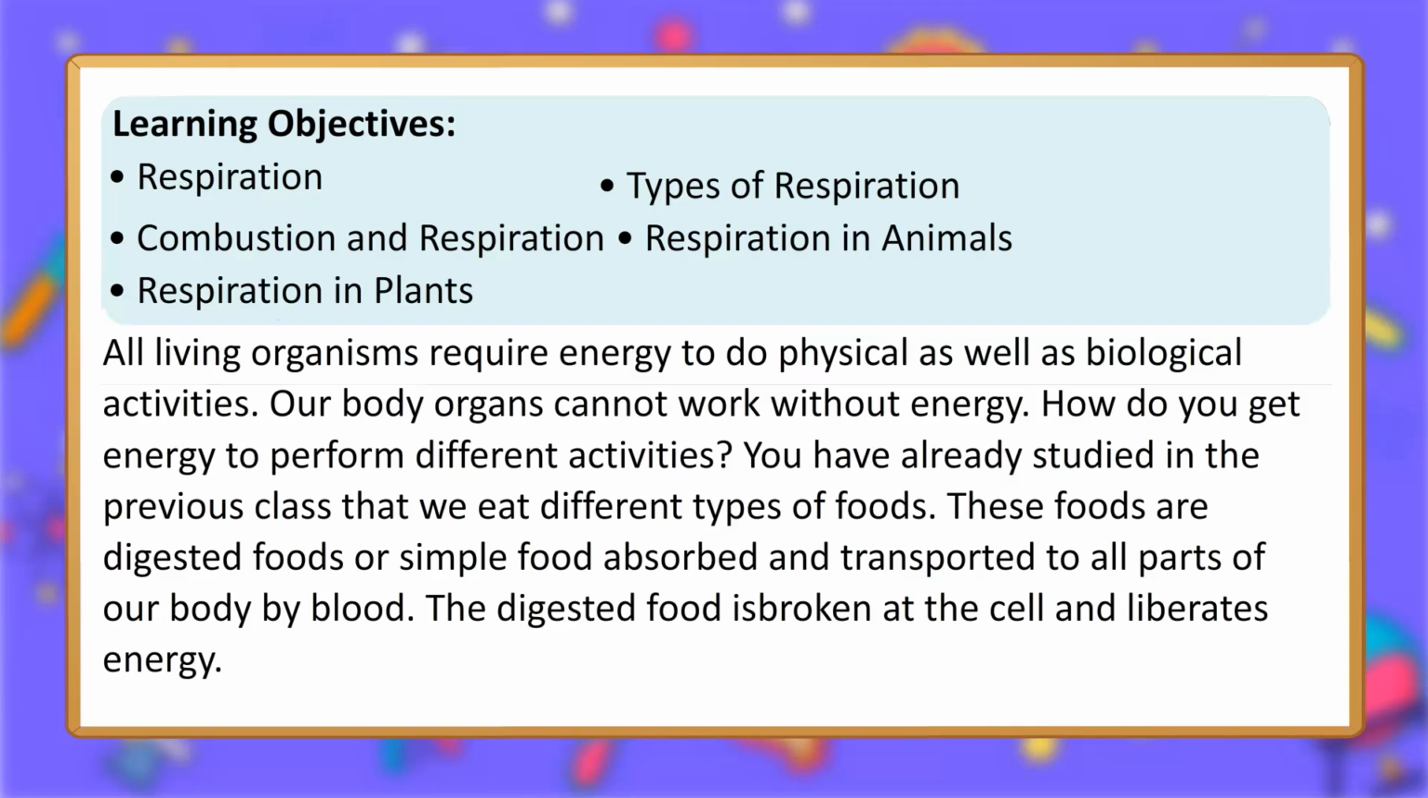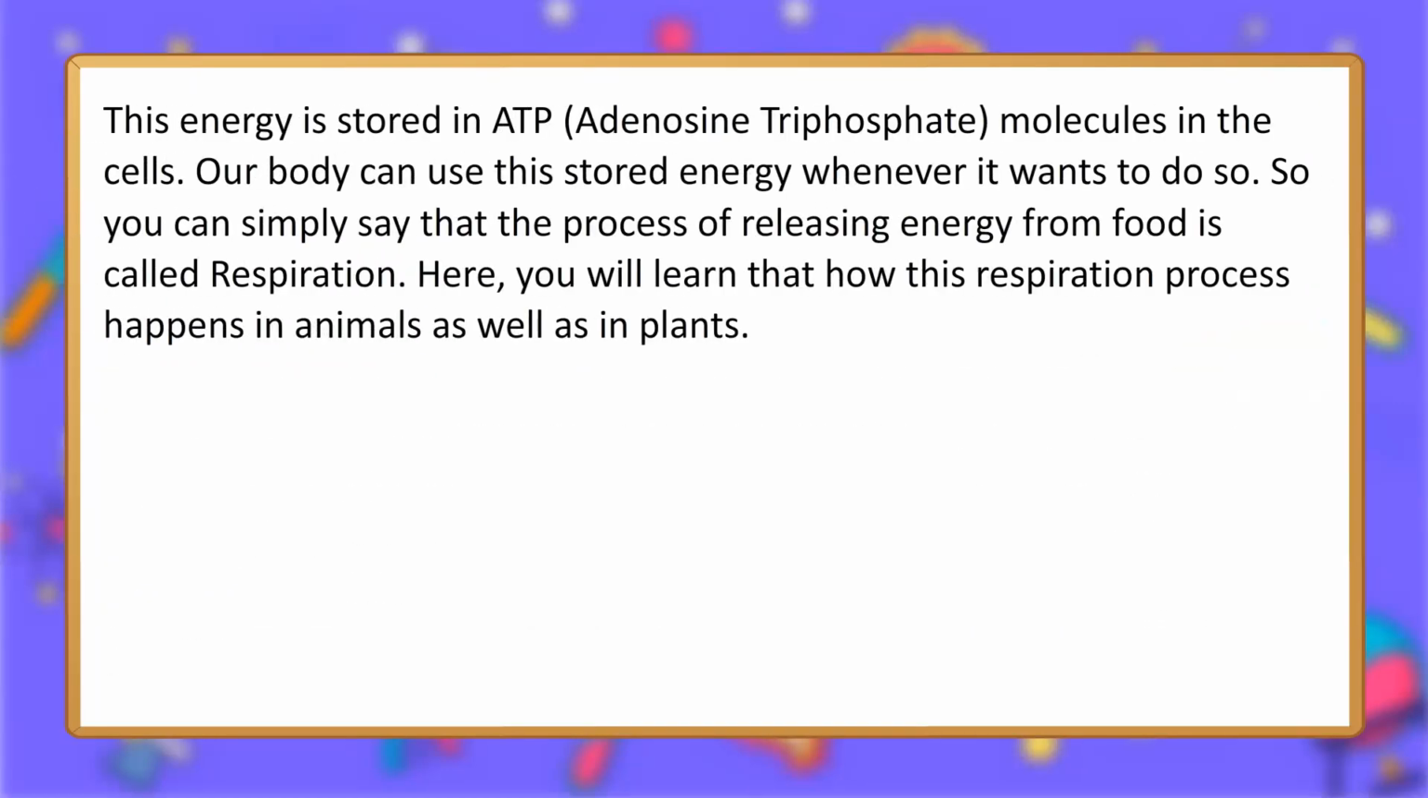You have already studied in the previous class that we eat different types of foods. These foods are digested into simple food, absorbed and transported to all parts of our body by blood. The digested food is broken down at the cell and liberates energy. This energy is stored in ATP, adenosine triphosphate, molecules in the cells. Our body can use this stored energy whenever it wants to do so.